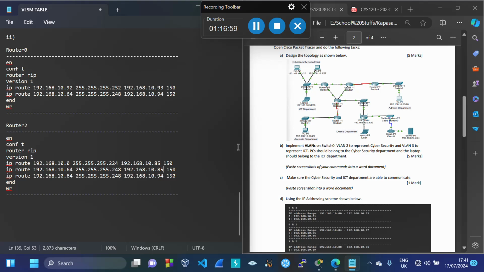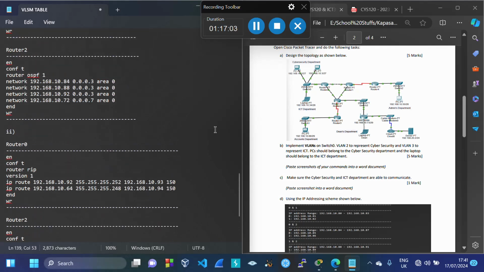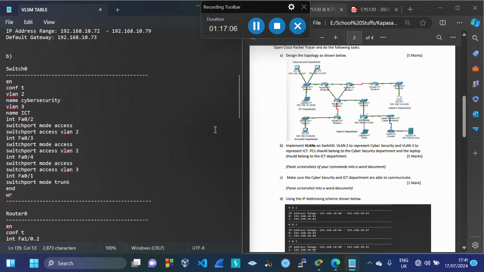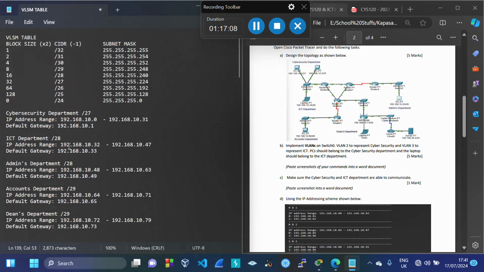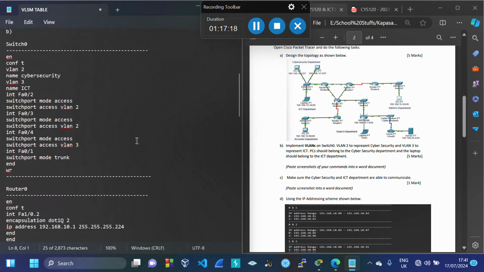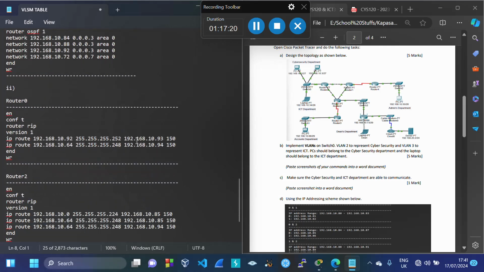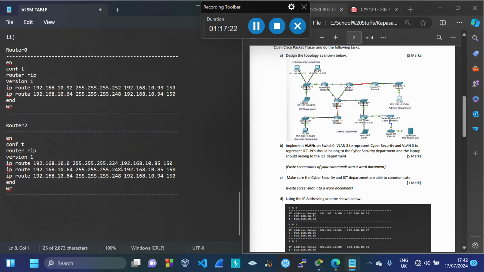Then what's the network and mask for ICT? So I'll go where there's the ICT department. The network, as we can see, is 32. Since the mask is /28, we need to understand that it's a 240. So network 32, then mask 240. So I'll do that. Mask, we are saying 240, the network 32.